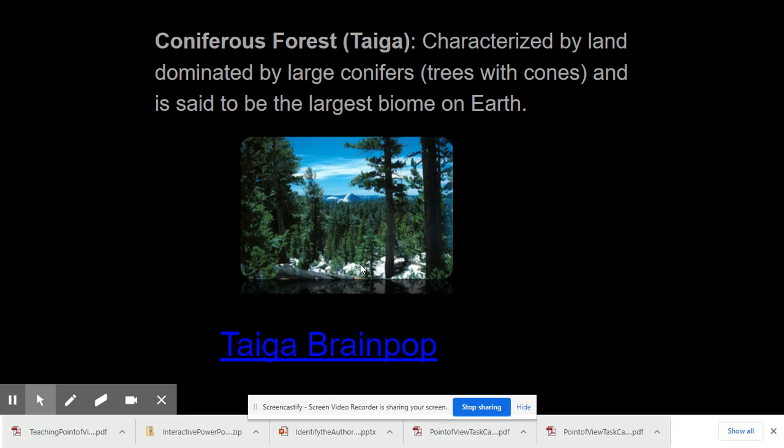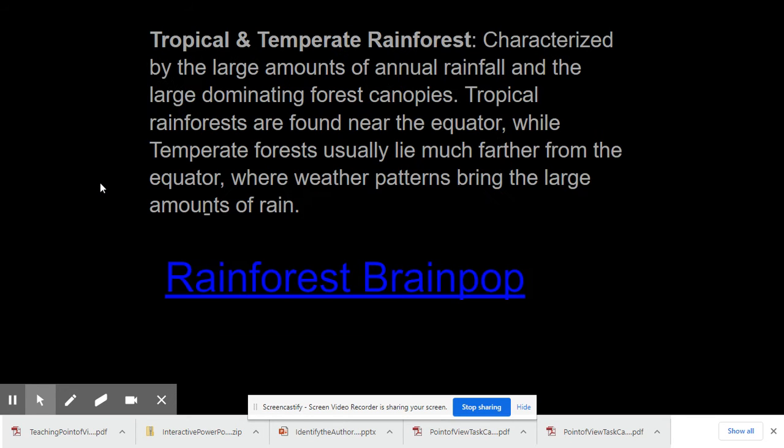Then we have coniferous forest, which is also known as taiga. Looks like taiga, it's pronounced taiga. Taiga is characterized by land dominated by large conifers, which are trees with cones, and it is said to be the largest biome here on Earth. So there's also a Brain Pop that goes more in depth on the animals and the features of the taiga, but that is a synonym for coniferous forest.